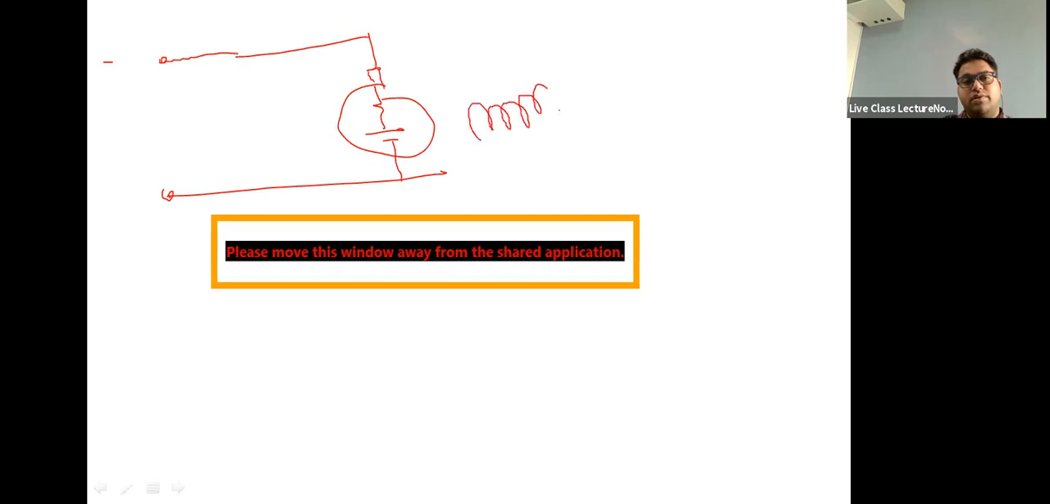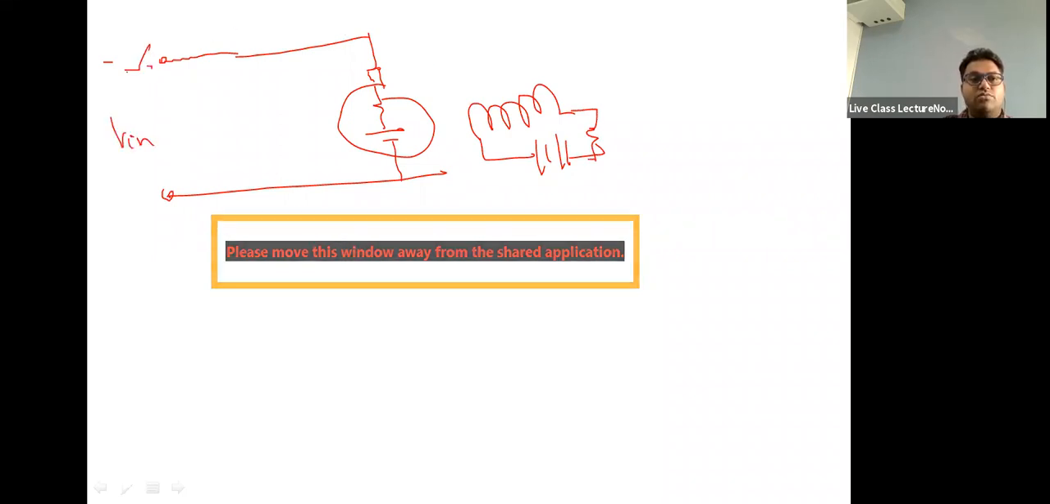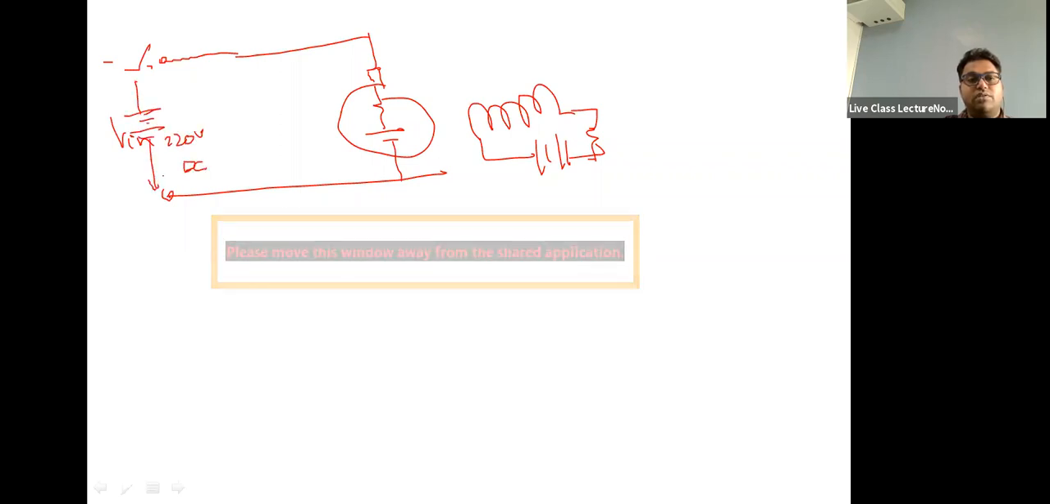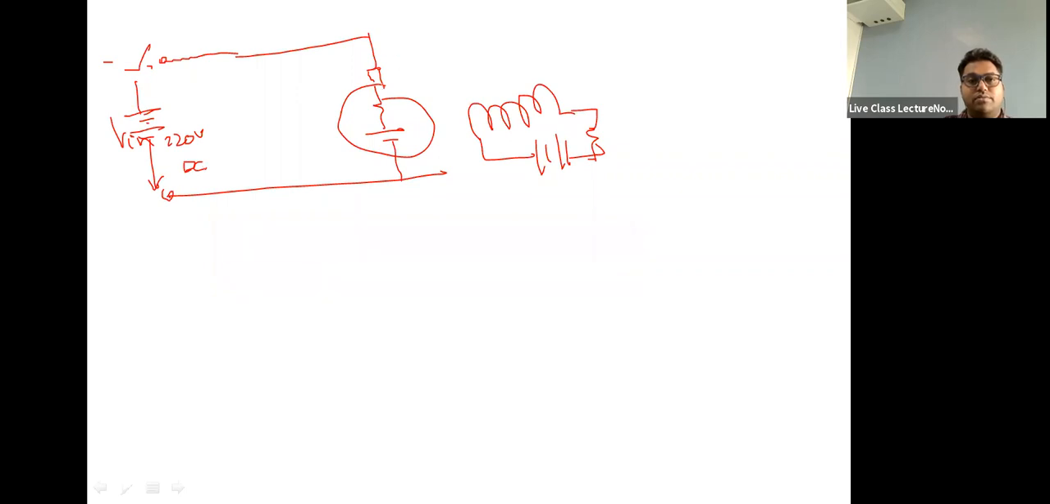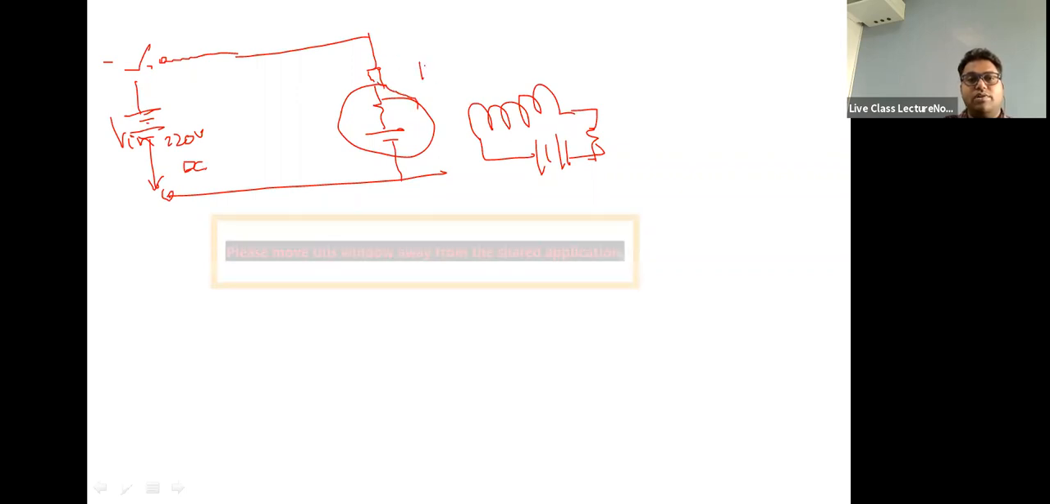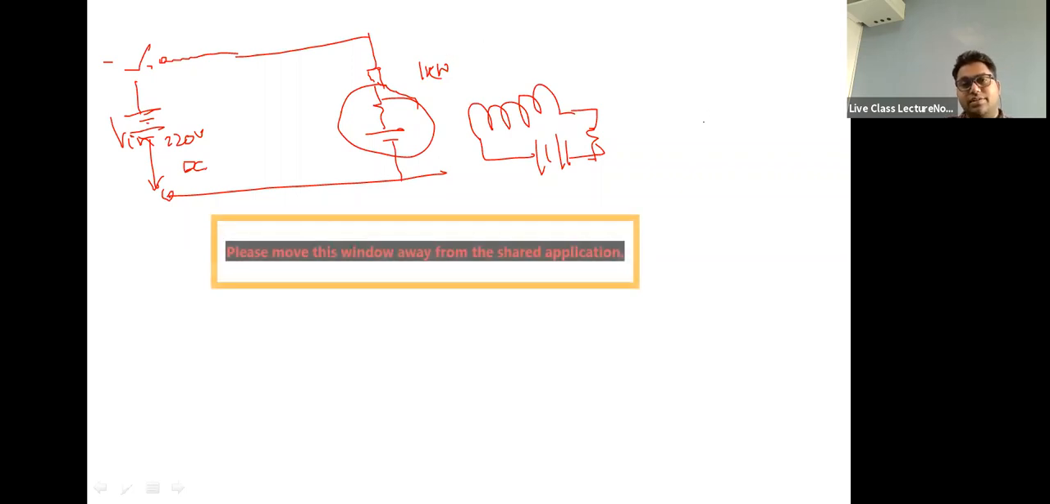So here we have the DC field windings, right? And now we have an input voltage. Now what I do, I just suddenly give 220 volts DC. What will happen? Tell me. Say this is a 1 kilowatt motor. How much will be the rated current?